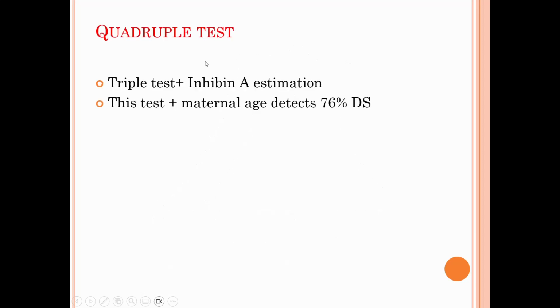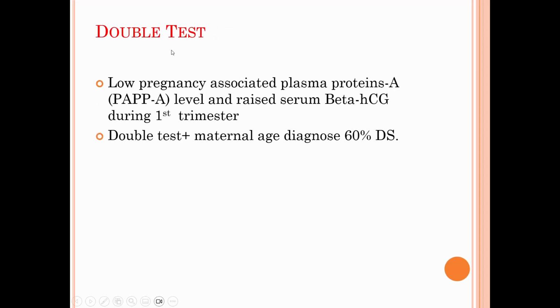So what is quadruple test? It includes triple test plus inhibin A estimation. This test plus maternal age detects 76% of Down syndrome. Triple test, you know what was there. In triple test, we were measuring beta HCG, serum alpha fetoprotein, and serum estriol. And if along with that you are adding inhibin A, that becomes quadruple test.